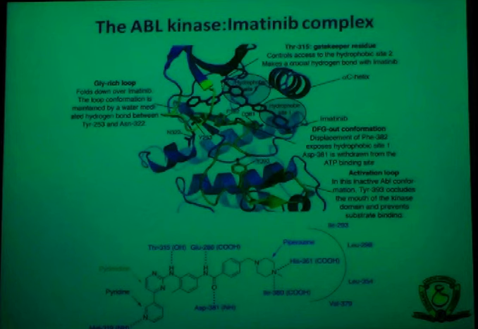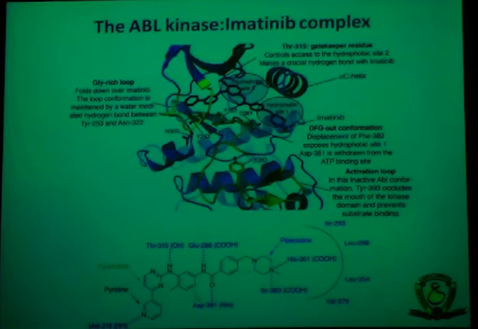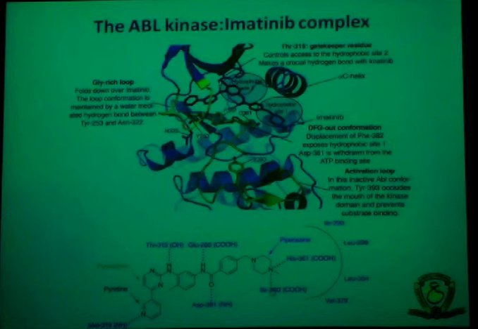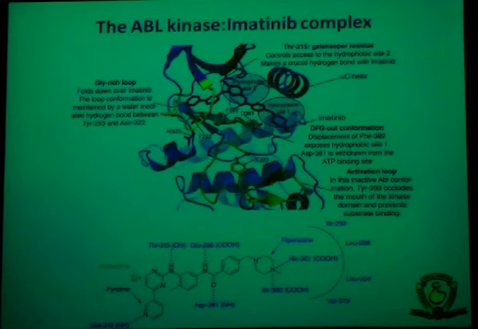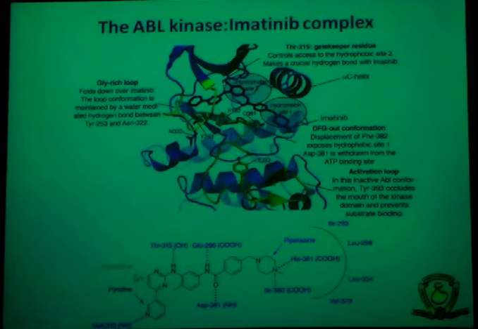So I don't go much into the details. This is the imatinib that was the first synthesized targeted agent, and it binds to the active site of the ABL protein. It makes several interactions with various amino acid side chains within the active site.